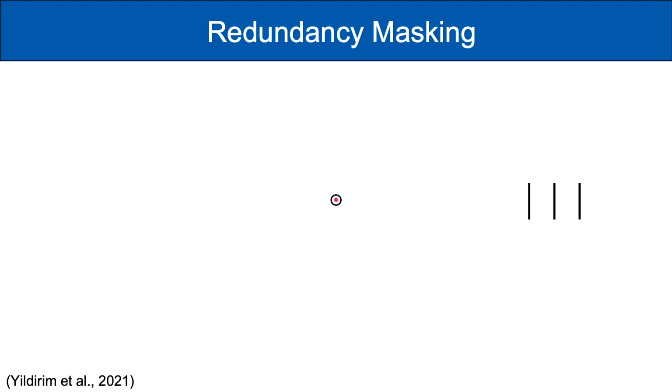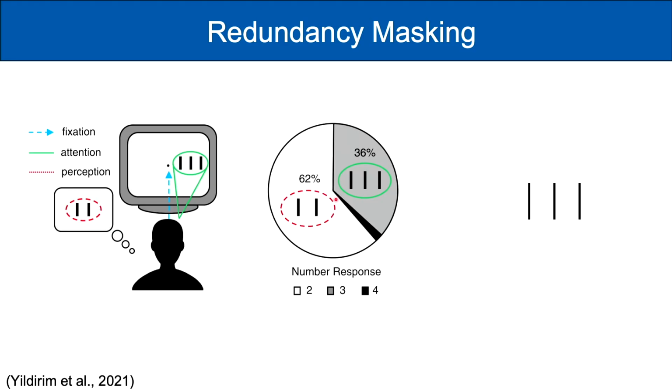So now please fixate here in the center, and I will present the stimulus in 3, 2, 1. Okay, 3 identical items were shown briefly, but probably some of you perceived only 2. Yildirim and colleagues briefly presented the items and asked what they perceived. Most of the participants reported perceiving less than what was actually presented. This means that when the presented items are identical, redundancy masking occurs.